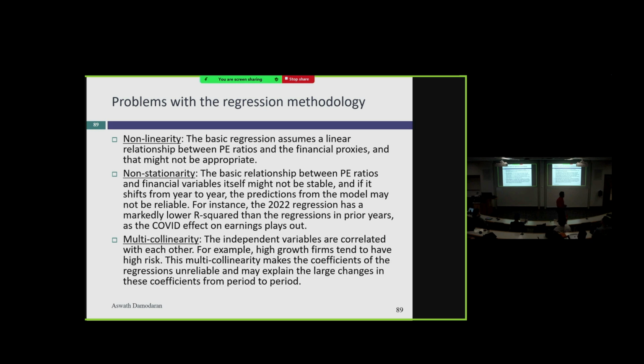Second is non-stationarity. What does that mean? I run this regression once every year, at the start of every year. My 2024 regression doesn't look remotely like my 2023 regression in terms of the coefficients. Sometimes the coefficients even change signs. Does that bother me? No. At that point in time, this is the best predictor, but it's shifting over time.